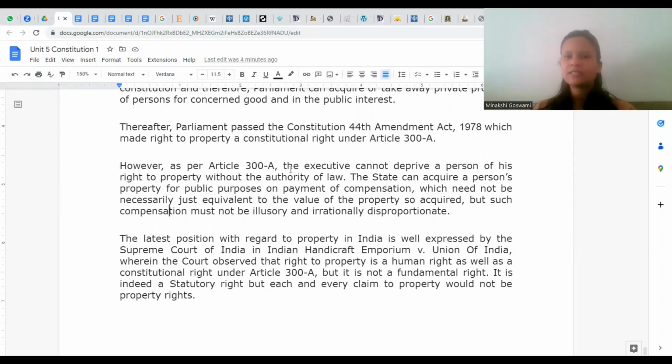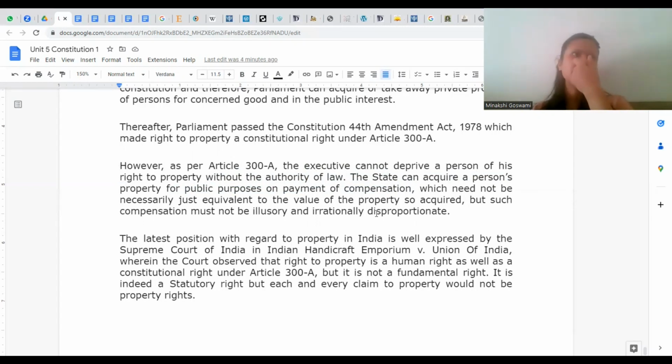So as per Article 300A, the executive cannot deprive a person of his right to property without authority of law. But if authority of law is there, then a person can be deprived of his right to property also. So the state can acquire a person's property for public purposes on payment of compensation, which needs to be just equivalent to the value of the property so acquired. But it should not be very less, irrational or something like that.